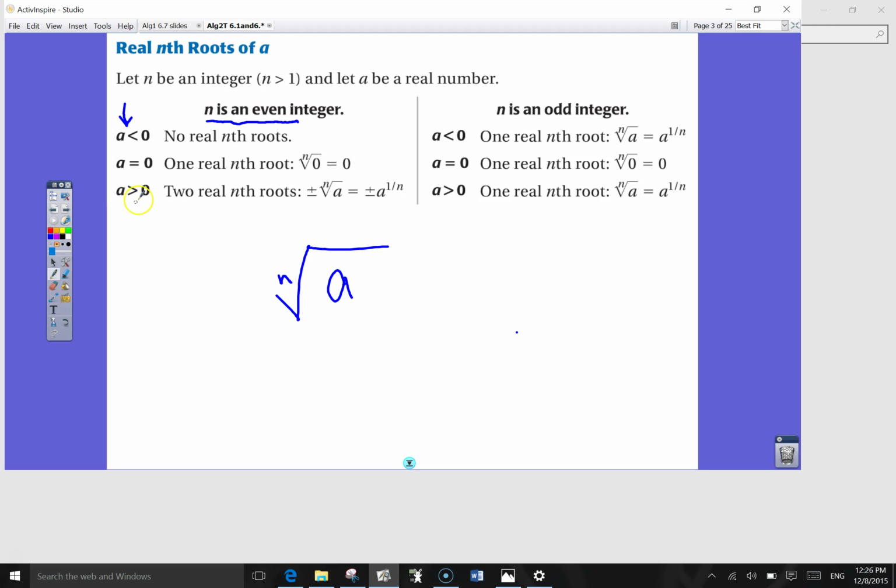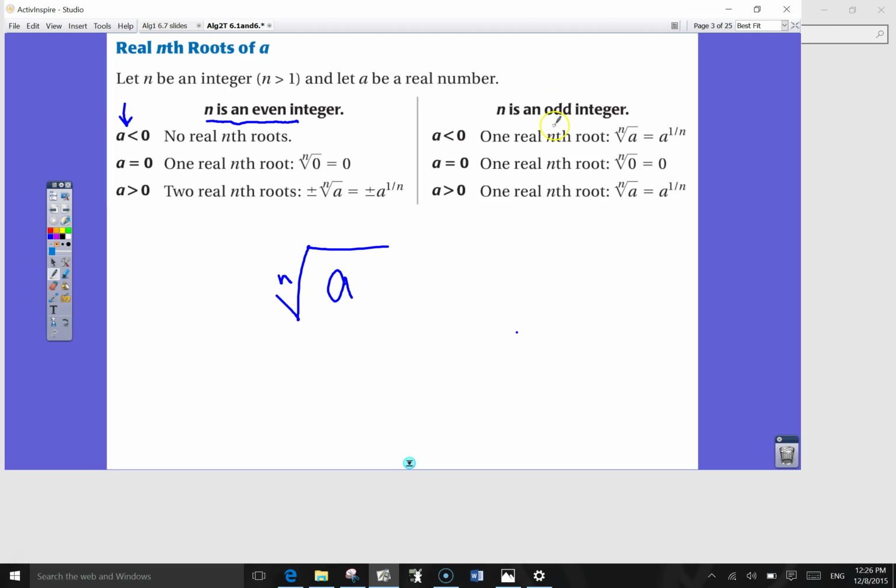If a is greater than 0, then it will have 2 nth roots, plus and minus. So, for example, if I take the square root of 4, I get plus or minus 2. If I take the fourth root of 81, I get plus or minus 3. So even roots can't take the even root of a negative number, and the even root of a positive could be plus or minus.